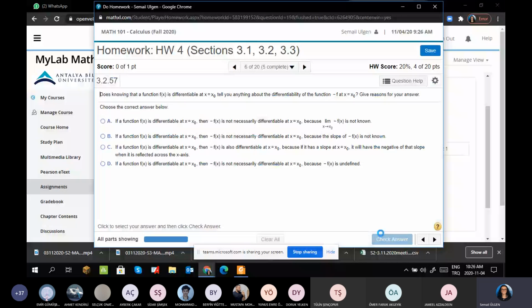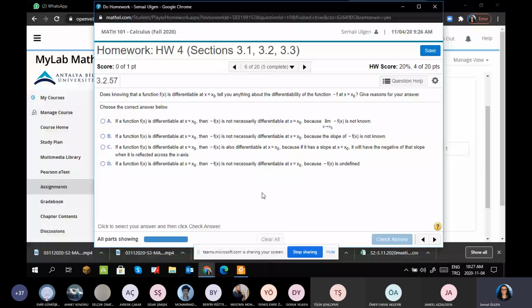This is question 6. Does knowing that a function f of x is differentiable at x equal to x0 tell you anything about the differentiability of the function negative f at x equal to x0? Give reasons for your answer. So this is about differentiability, which is section 3.2. In my lecture, I said that differentiability is stronger than continuity. So if a function is differentiable, then that function is continuous.